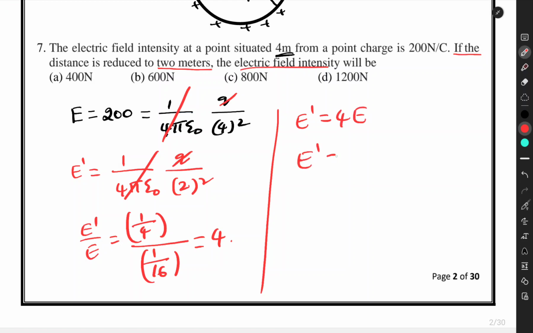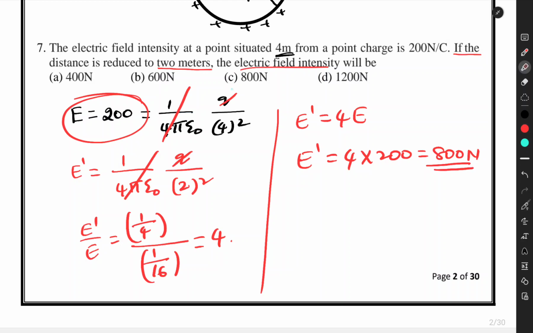So E dash is equal to 4 times the electric field given, 200 units. So that is 800 newtons.